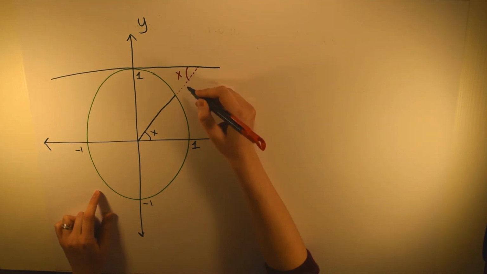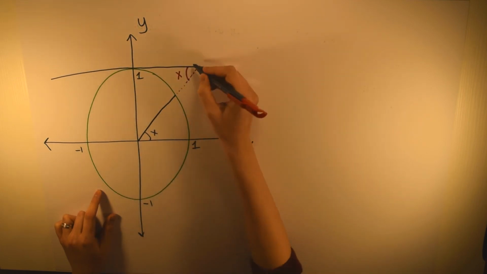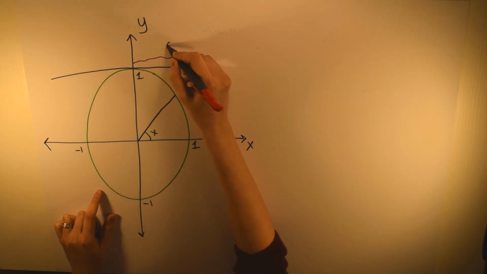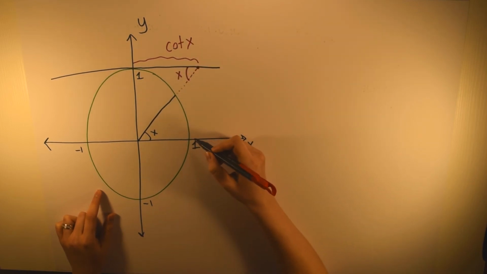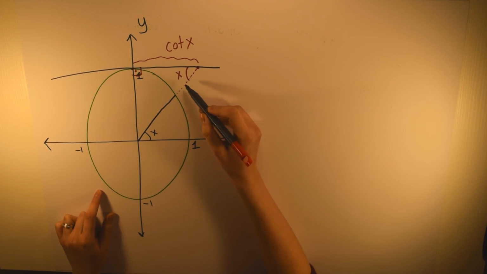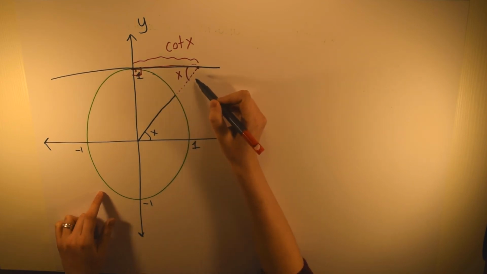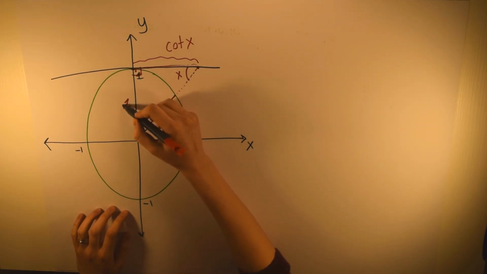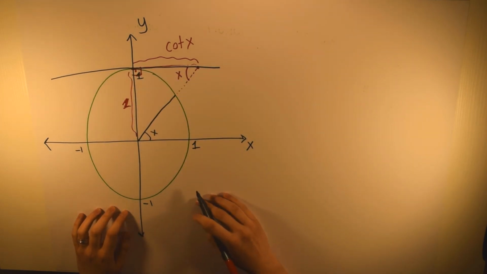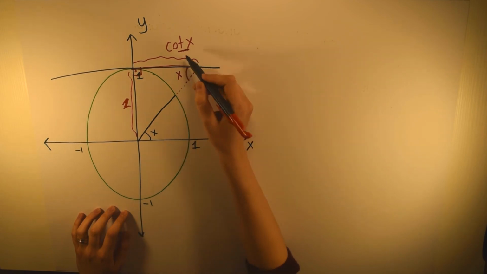So from this point to the y-axis, this length is your cotangent value. Why? Because this is a right triangle, since it touches the circle. That's why this is 90 degrees. So how do we find the value of cotangent? Cotangent is equal to adjacent side over opposite side. Here our adjacent side is this length, and our opposite side is equal to 1, since this is equal to our radius. So this length is our cotangent x value.